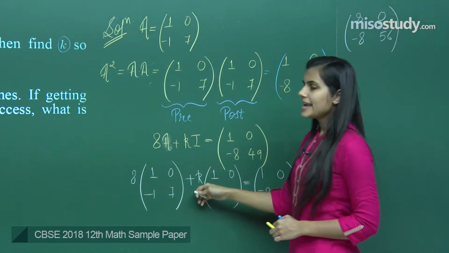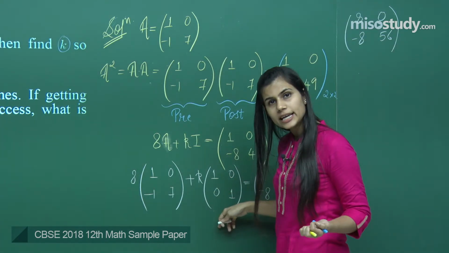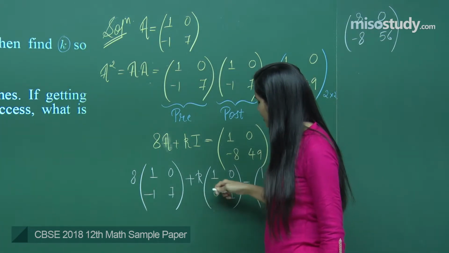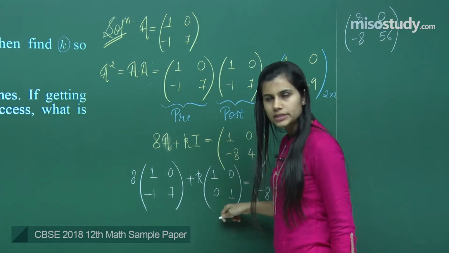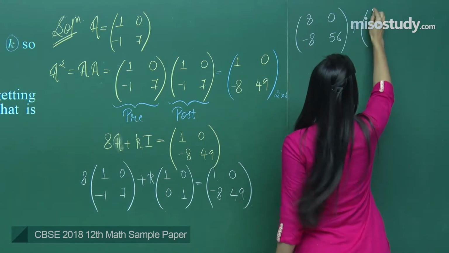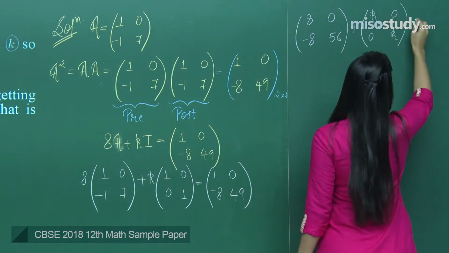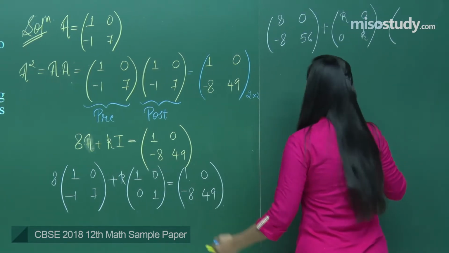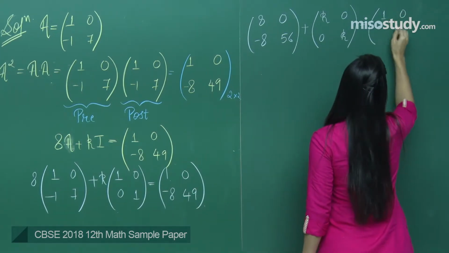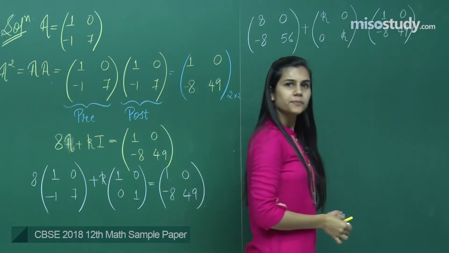Over here, K is some scalar again. So K times this identity matrix again does the same thing. This K gets multiplied with every element of this matrix. What is it that you obtain? A new matrix which is K, 0, 0, K. And this is equal to 1, 0, minus 8 and 49.